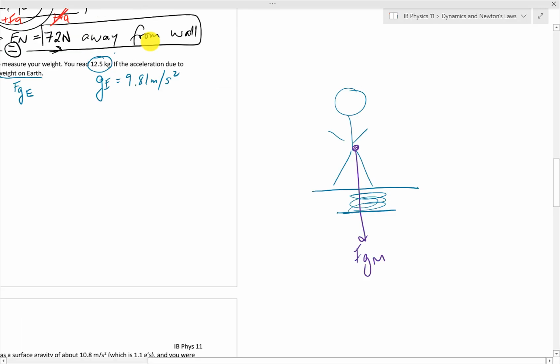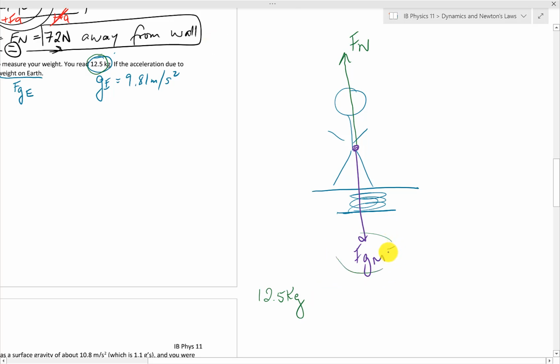So I drew this person here, and let's say he's on the moon, so that the weight is what he would read on the moon. Because he's sitting on the scale, it must exert an equal and opposite force on him, which we know is the normal force. So when the question says it reads 12.5 kilograms, what does it actually mean? Is it his actual weight? Does it have to do with his weight?